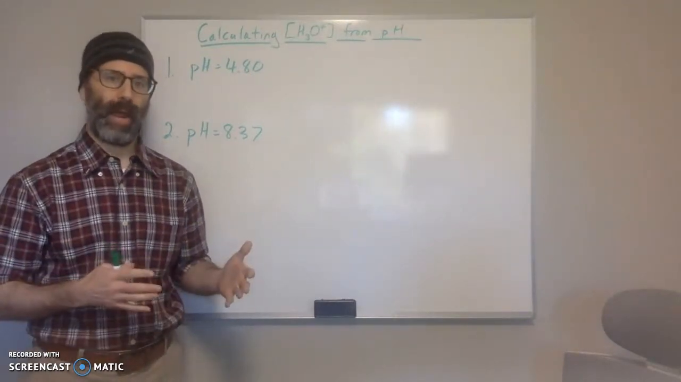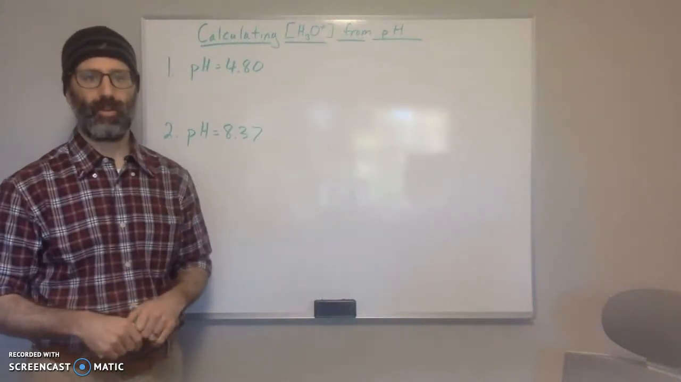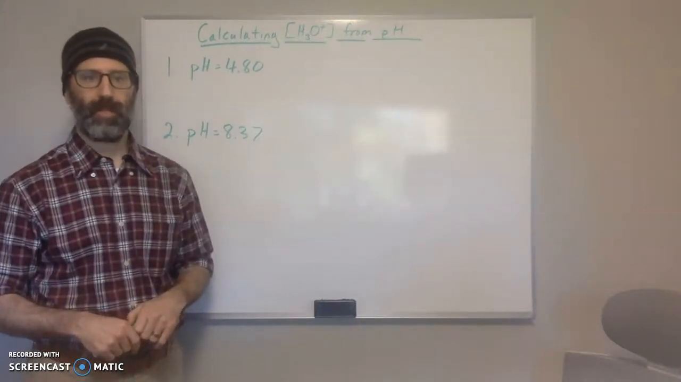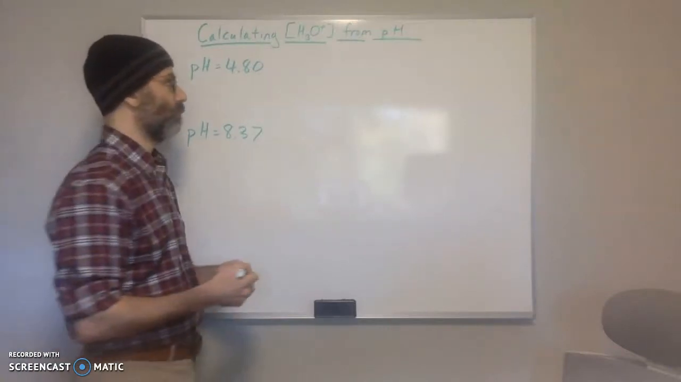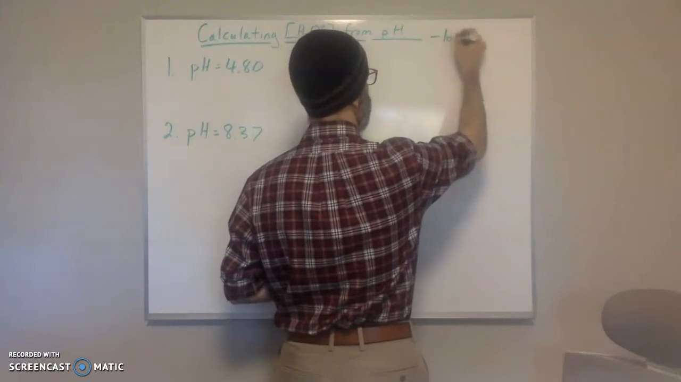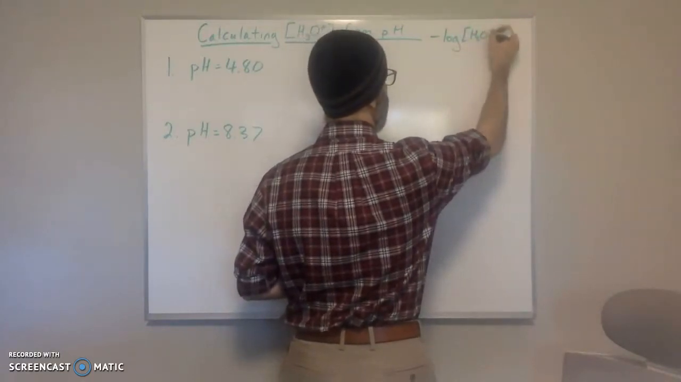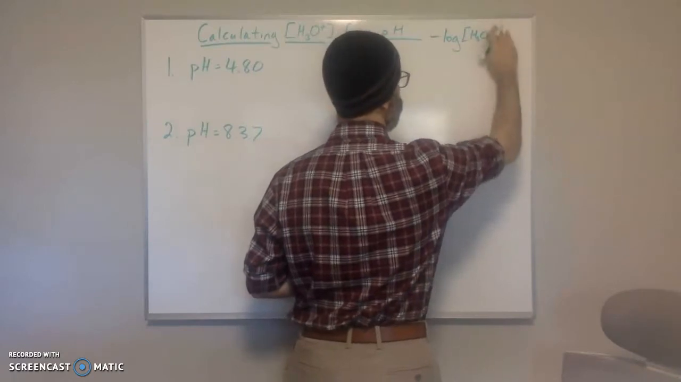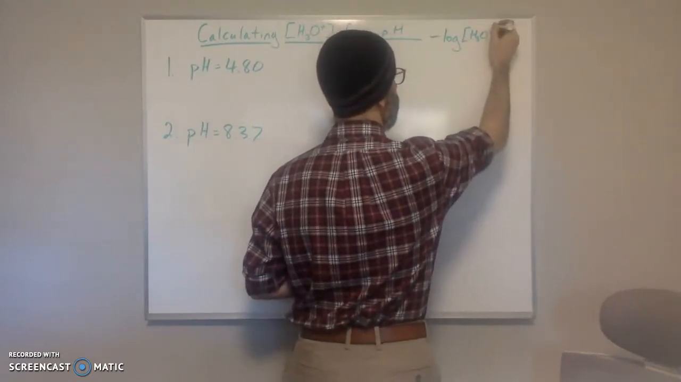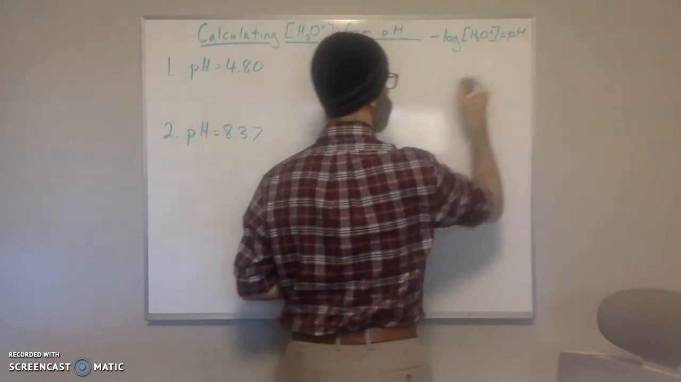Here we want to go backwards. What if we're given the pH and we want to know the hydronium ion concentration? So we have to work backwards. So we're going to use the same equation. So negative log of your hydronium ion concentration is equal to the pH.